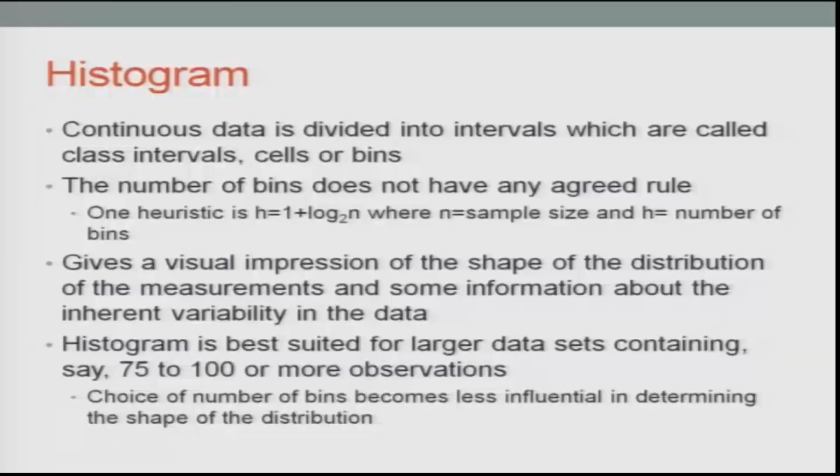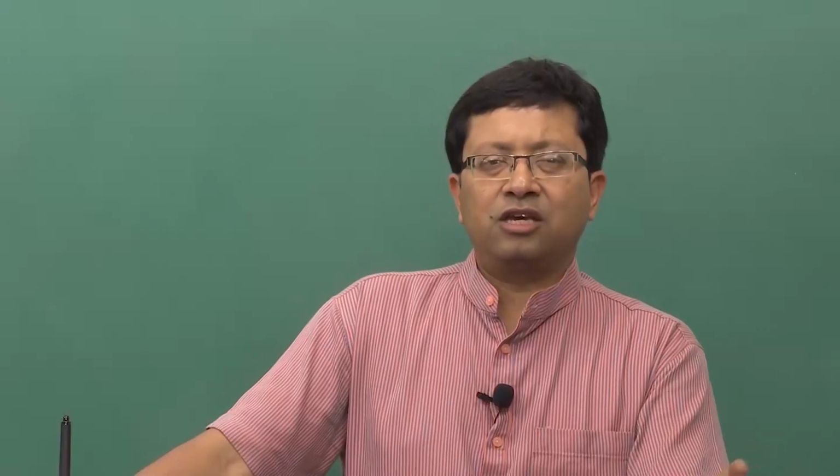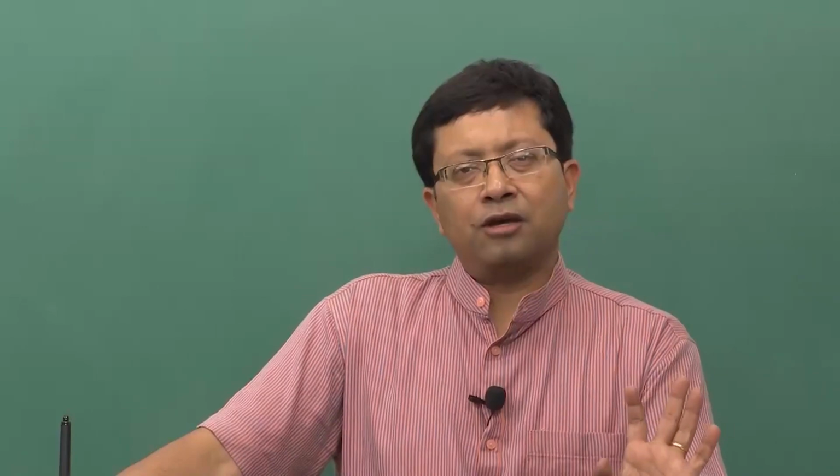A histogram is best suited for a large data set, considering, for example, 75, 100, 105 or 110 data points. Then the choice of the number of bins becomes less influential in determining the shape of the distribution. The larger the data size is, you will appreciate that it will slowly turn out to be a normal distribution. This is the concept of the so-called central limit theorem, which I am just mentioning. It will be taken up later on as required.